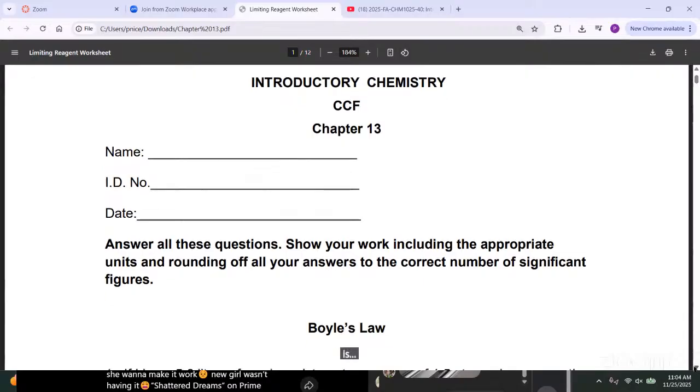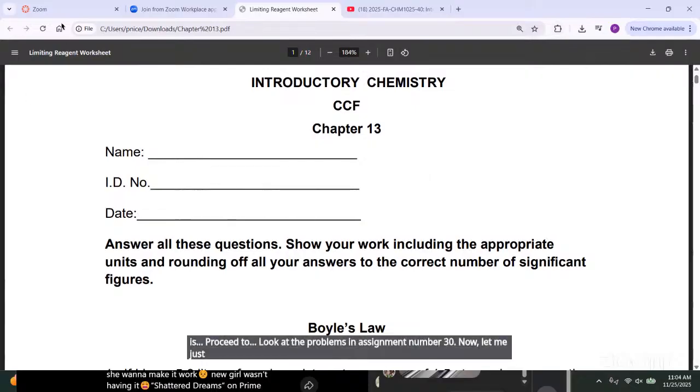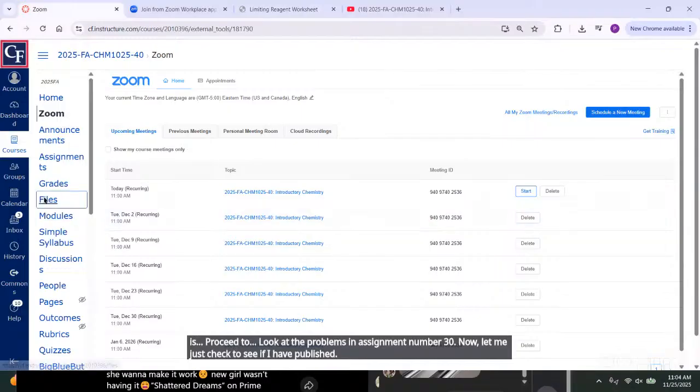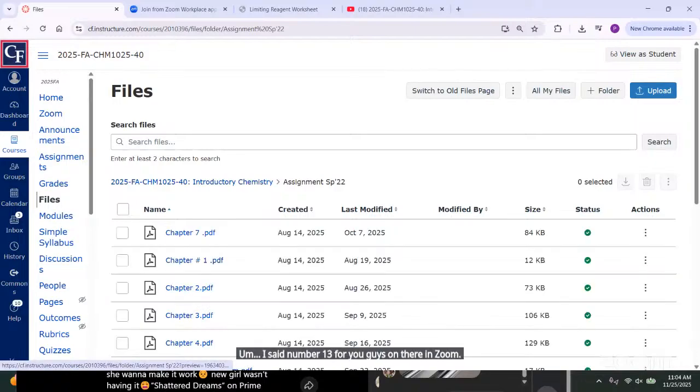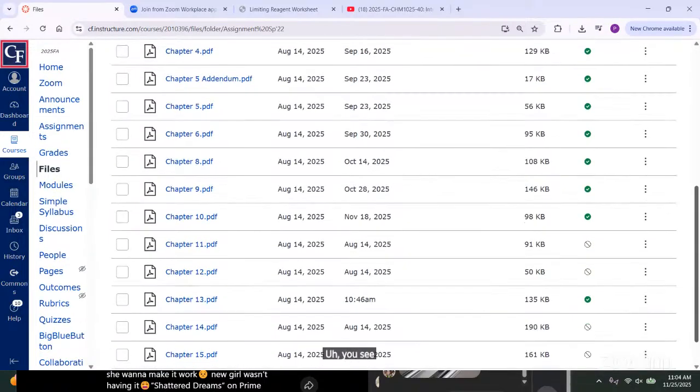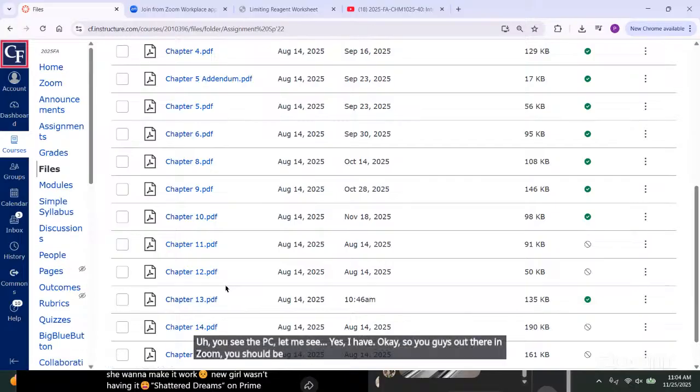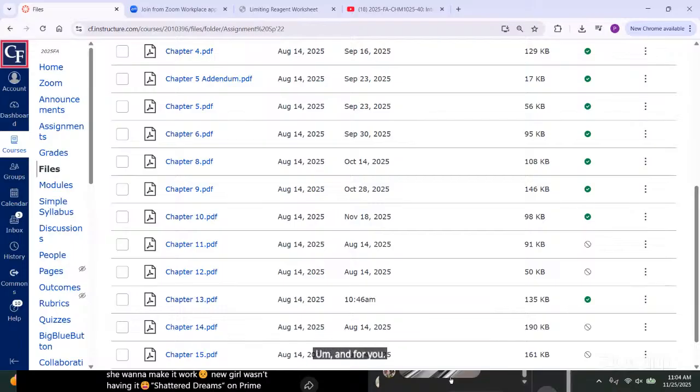proceed to look at the problems in assignment number 13. Let me just check to see if I have published assignment number 13 for you guys out there in Zoom. Let me see. Yes, I have. So you guys out there in Zoom, you should be able to retrieve assignment 13. And for you who are inside here, let me give you a copy of that assignment. Oh, cool. Okay, good. Let me put this here just in case some of the students walk in.